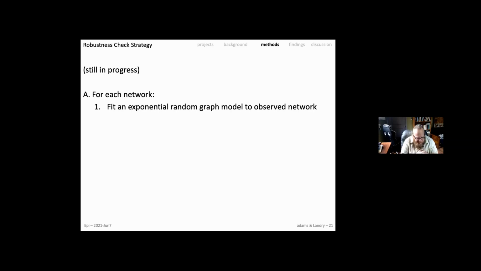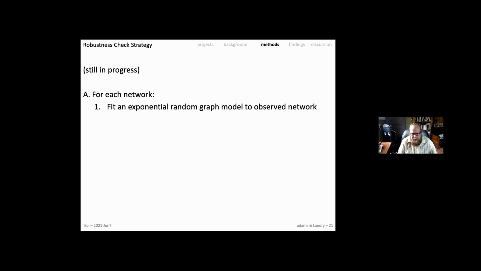So we're in the process of trying to think through some ways to do some robustness checks or confirm that we don't think that these results arise from particular unique things about the data we have or the way we've gone about studying it.